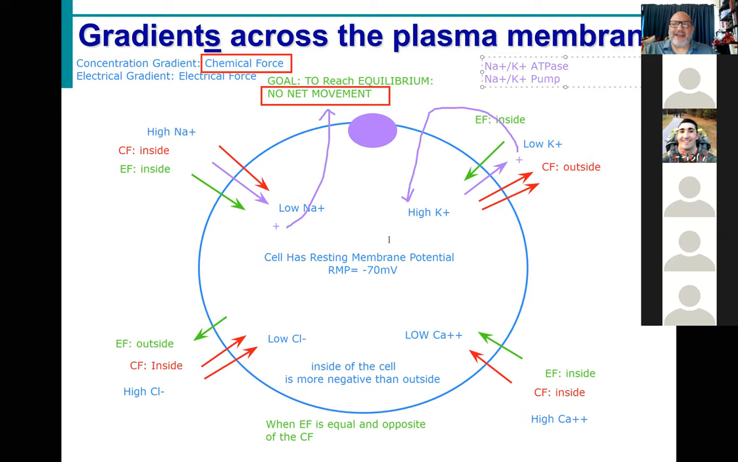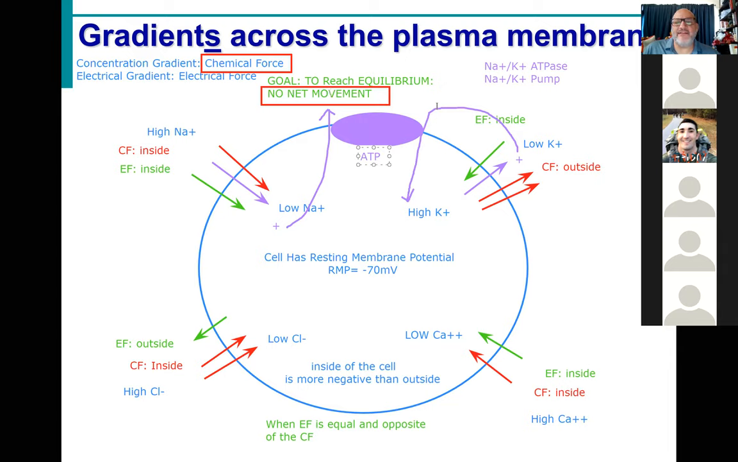Remember, if we're going to use energy, we typically have to move things against their concentration gradient. And that's what happens here. Let's cheat and make this really big. Sodium wants to come in. So if I'm going to kick it out, I have to use ATP. I have to break that phosphate off, releasing that energy, and that can then pump sodium out.